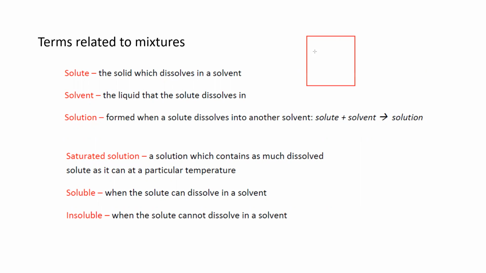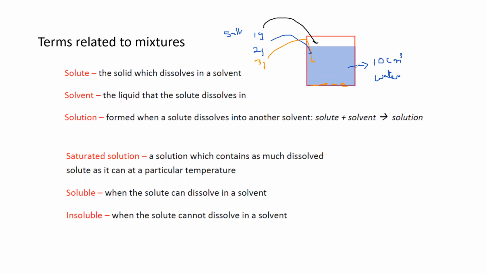For example, you have a container and you fill this container with water. Say you have 10 cm cube of water, that's the volume of solvent which you are using. Now you add 1 gram of salt in the beginning, and that dissolves. Then you add 2 grams of salt, that also dissolves. Then you add 3 grams of salt. Now it's not able to dissolve, because much of the salt is already dissolved in the solvent.